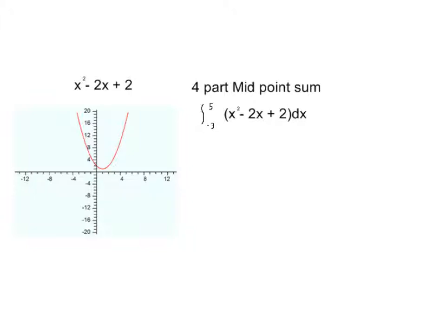We're going to use the same parabola as yesterday to practice. Go ahead and draw the parabola and draw in a 4-part midpoint Riemann sum to estimate the area under this parabola from -3 to 5. I'll give you a few moments to complete that.